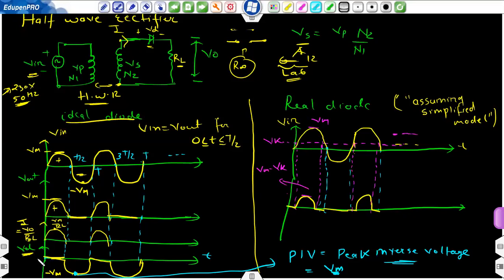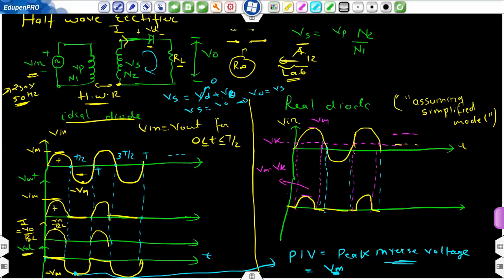Simple. Next, this is for reverse bias. If you apply KVL in this loop, Vs will be equal to Vd plus Vr, or you can say V naught. In the first case, when the positive cycle appears, Vd is 0. So Vs is equal to V naught, so V naught is equal to Vs. It is exactly replicating the input voltage.